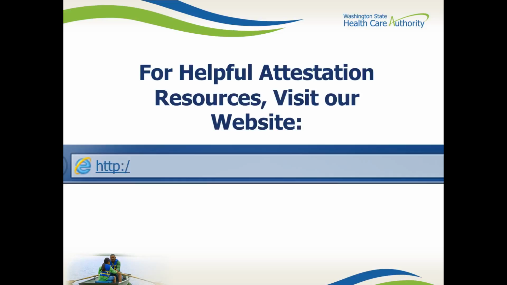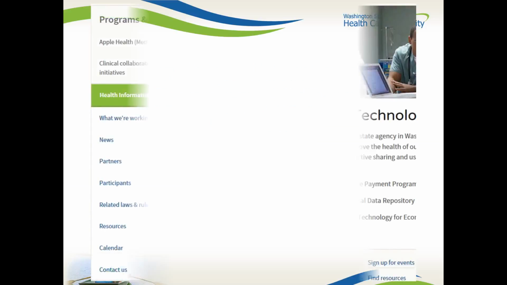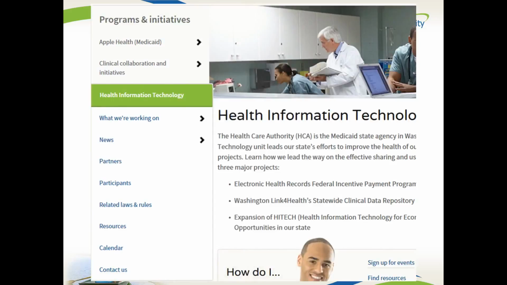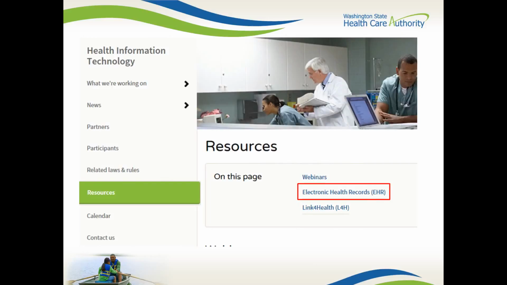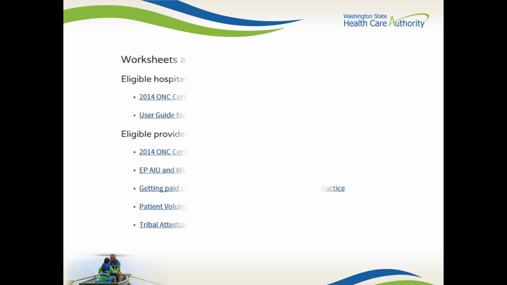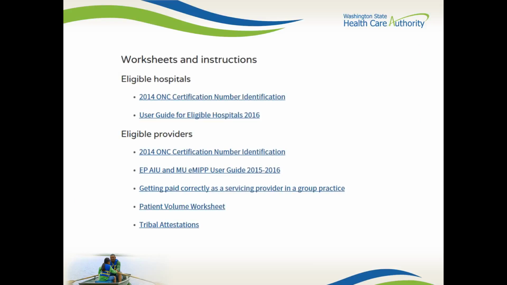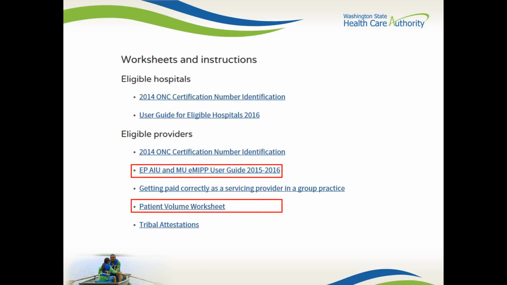To access our website, please type in healthit.wa.gov. When you access our website, look in the left-hand column and click on Resources. After you click on Resources, look in the center of the page and click on Electronic Health Records, EHR. Scroll down under Eligible Providers and you will find various guides to help you. There will be the EP, AIU, and MU EMIP User Guide, the Patient Volume Worksheet, and there's a new section for tribal attestations.